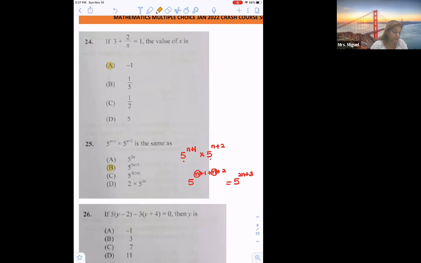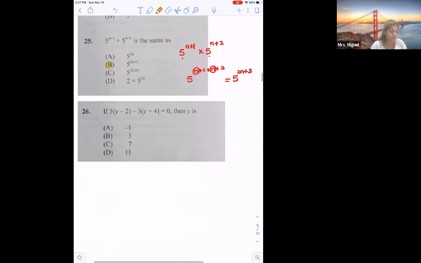All right. Number 26 requires some working. We need to use the distributive law and distribute 5 to each term in the bracket using multiplication, and then 3. So 5 by y is 5y.